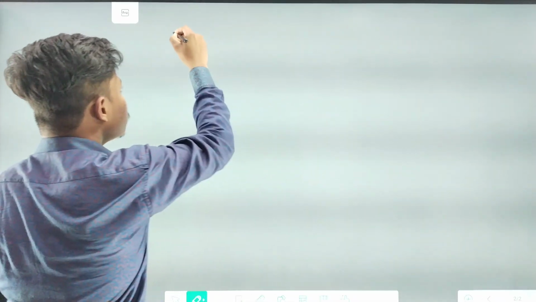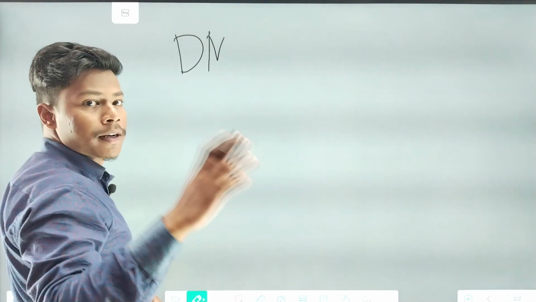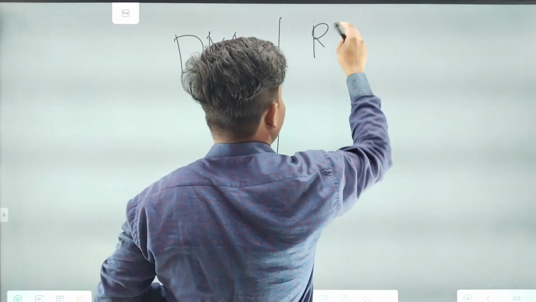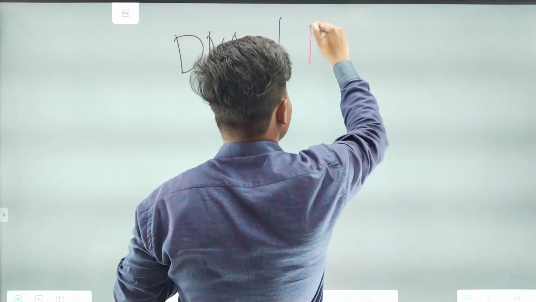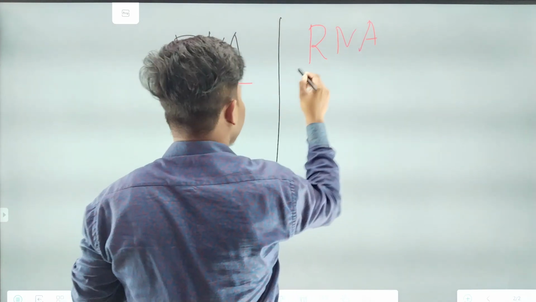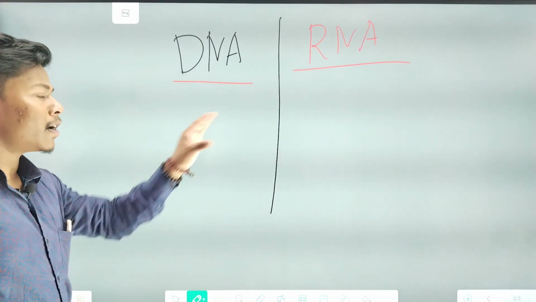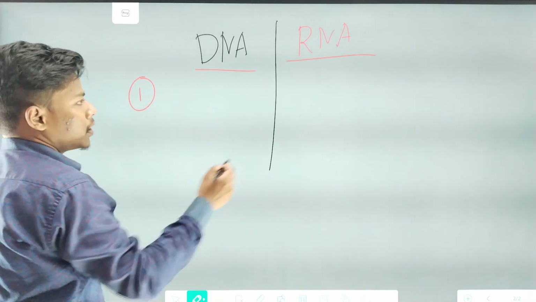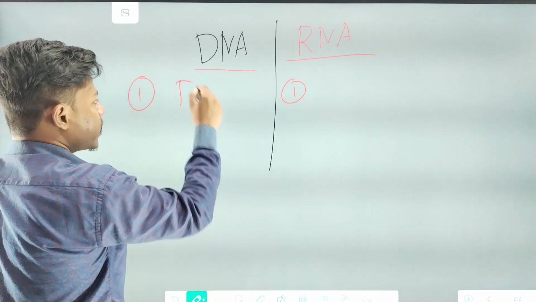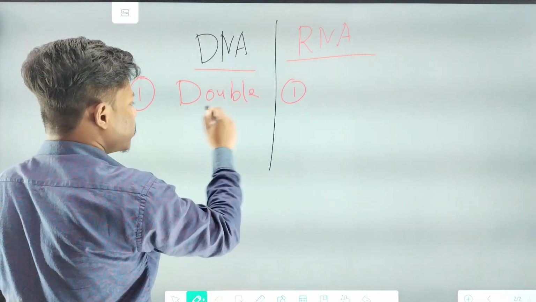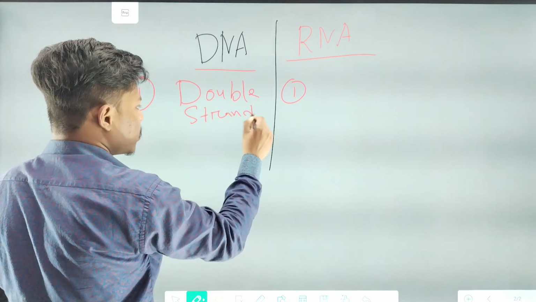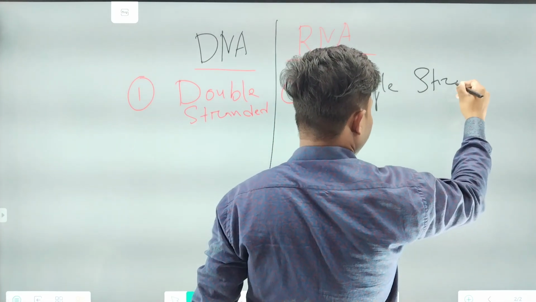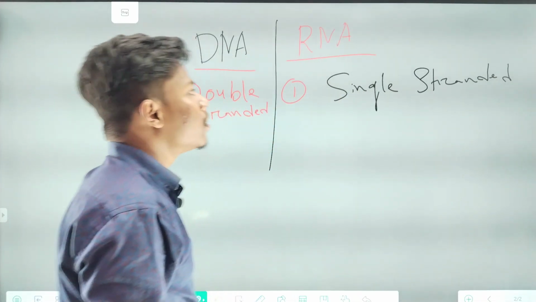I am telling you two or more differences between DNA and RNA. What are the differences between DNA and RNA? There are some basic differences. One of the main differences is that DNA is double stranded. Most of the DNAs are double stranded in nature, and RNA is single stranded. This is one difference between DNA and RNA.